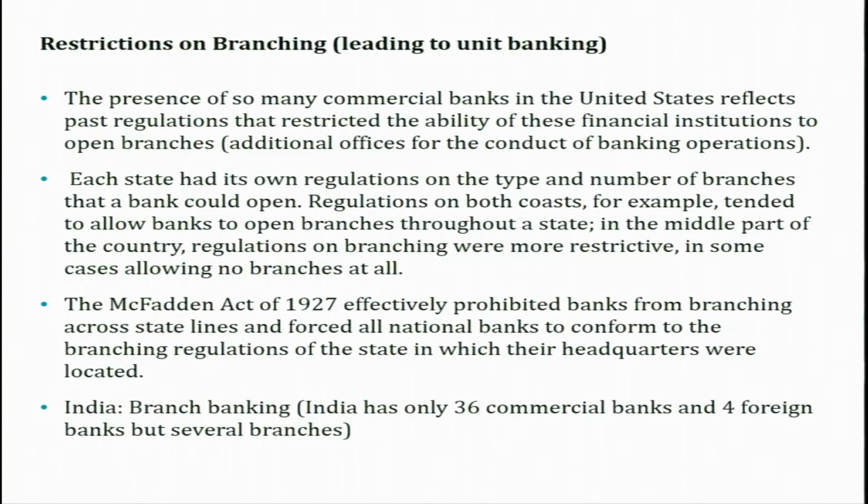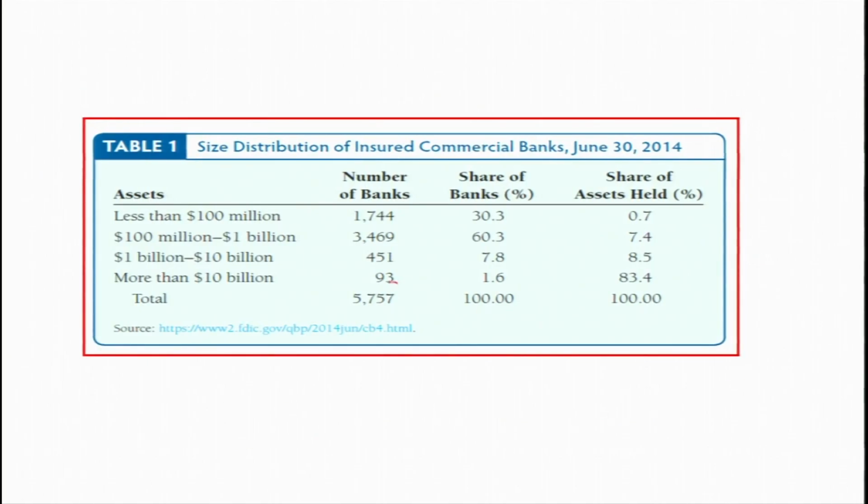However, as compared to that, in India we have branch banking. If you visit the Reserve Bank of India website, you can see that India has only 36 commercial banks and 46 foreign banks, but all of them have several branches across the country. That means only a few banks in India. At the same time, in the US, there are more than 5,000 banks. The number of banks in the US is 5,757 as of this year. So we can see a huge difference in the number of banks in the two countries.